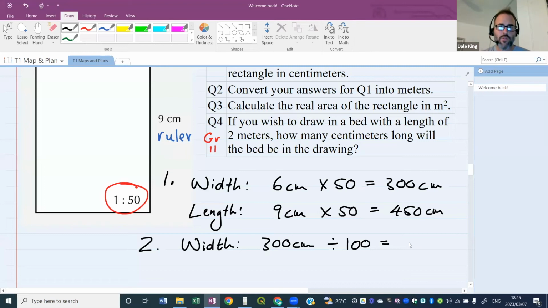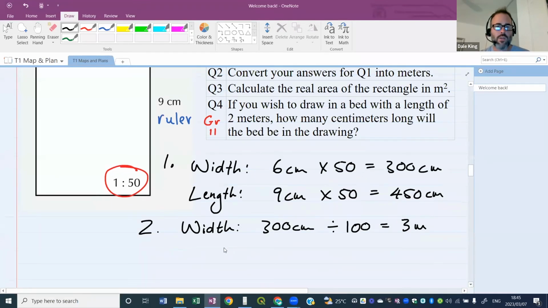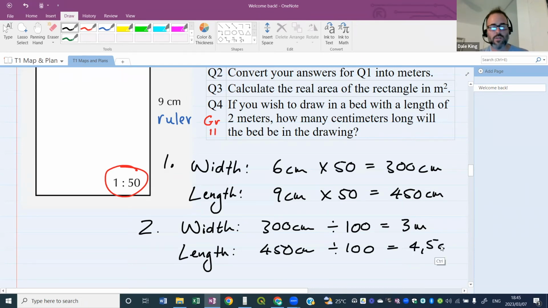If you go back to the measurement course we did, you have to know your metric unit system. You have to memorize it. So you divide by 100. This will give you 3 meters because there are 100 centimeters in every meter. So the width is actually 3 meters, and for the length we'll do the same thing. We take our 450 and divide by 100, and we will get 4,5 meters. All right, next question.